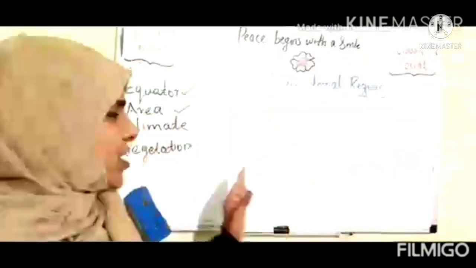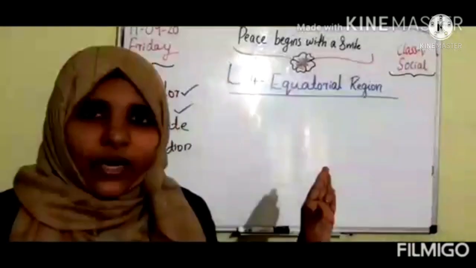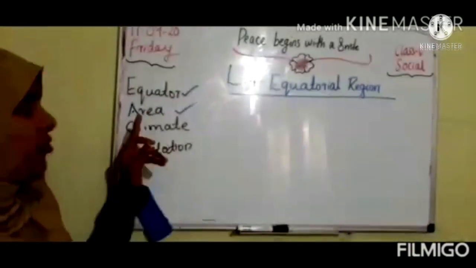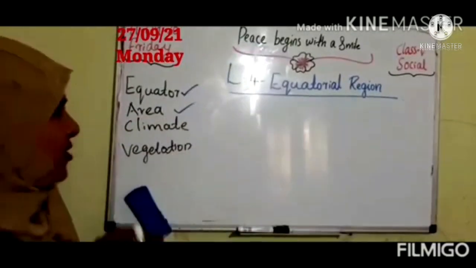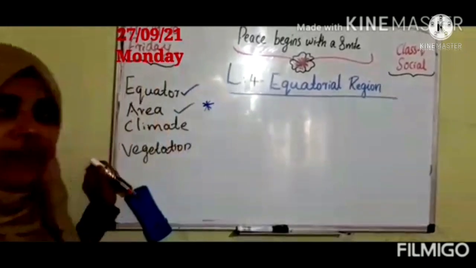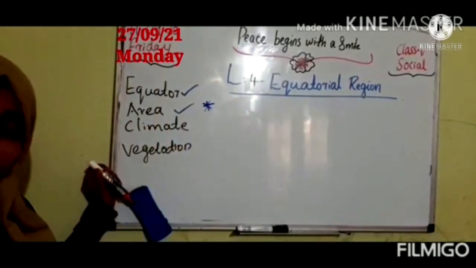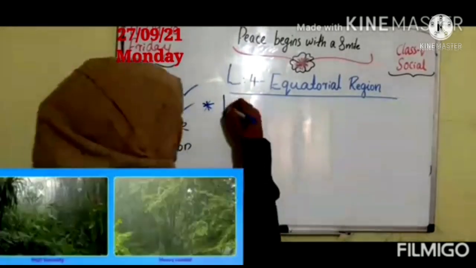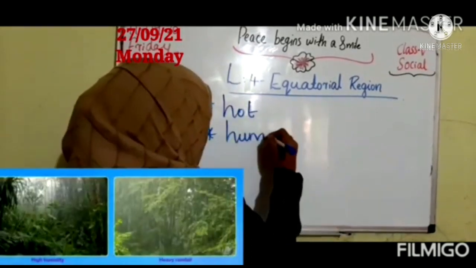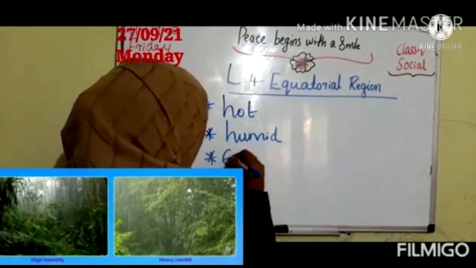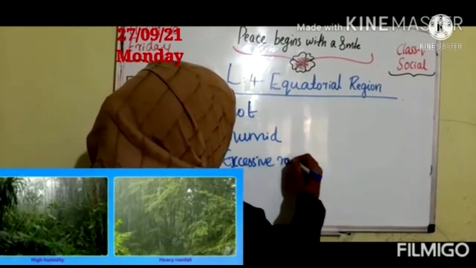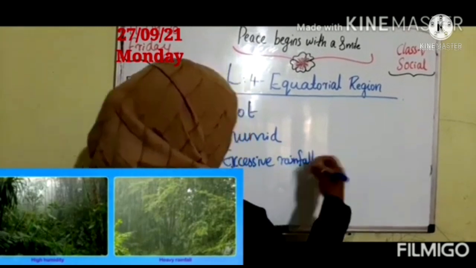Just now we learned about where the equator is located and what the main areas in the equator are. Now I am going to teach you about the climate of the equator region. As we learned in the last class, the climate of the equator region is very hot throughout the year and very humid also. Then there is excessive rainfall in the equator region. That's what we learned. But we can check how it comes.